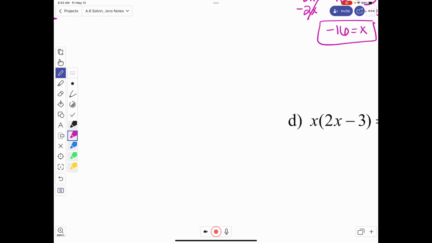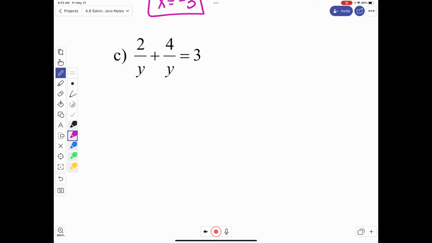Okay, so now on C, we have 2 over y plus 4 over y equals 3. Now, this one we do have to worry about extraneous solutions. So on this, remember, you can't divide by 0. That's something you just can't do. So in this case, y cannot be 0. So we make ourselves a note in the beginning that if we get 0 as our answer, 0 would be extraneous, and our answer would be no solution.